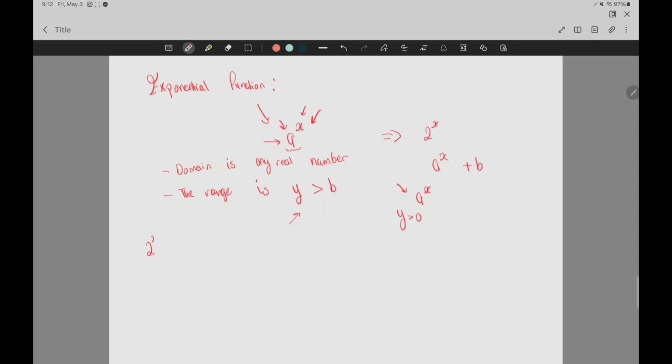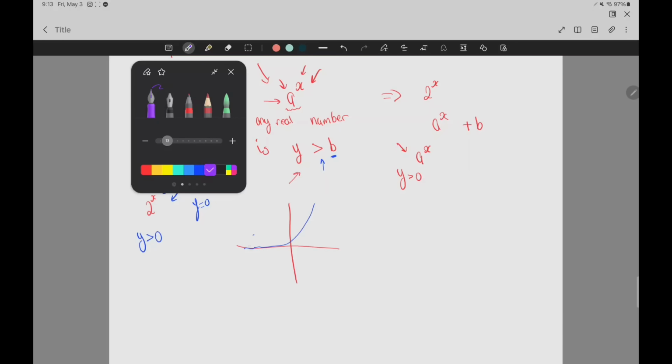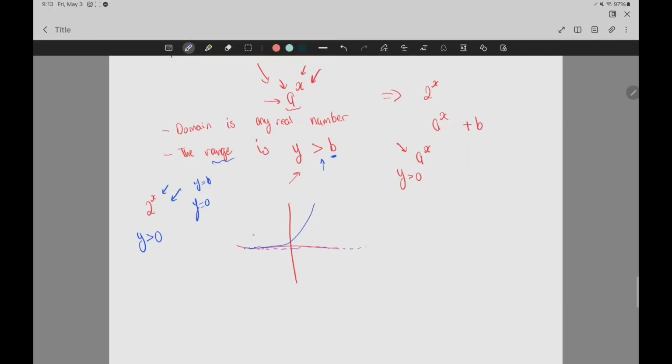For example, the graph 2 to the power of x. I'm gonna draw it. 2 to the power of x looks like this. I'm gonna draw it in blue. It looks like this. As it continues, it doesn't go down because 2 to the power of x has the range y always greater than b. And in this case, there's no b. So y is always greater than 0. So the asymptote in this case is y equals 0. Always the asymptote is y equals b. So y equals 0 would be the purple line I'm going to draw. It can't cross this.